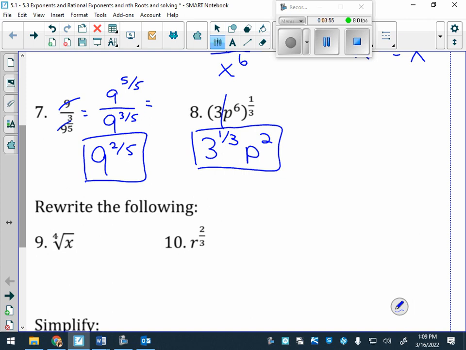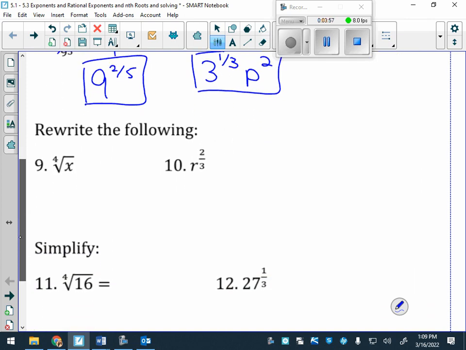Now we get into rewriting, which both on the board are correct. This number right here is called the what? Jack? It is the index. This is the index. That index means your root. So the 4th root. That's what it looks like.